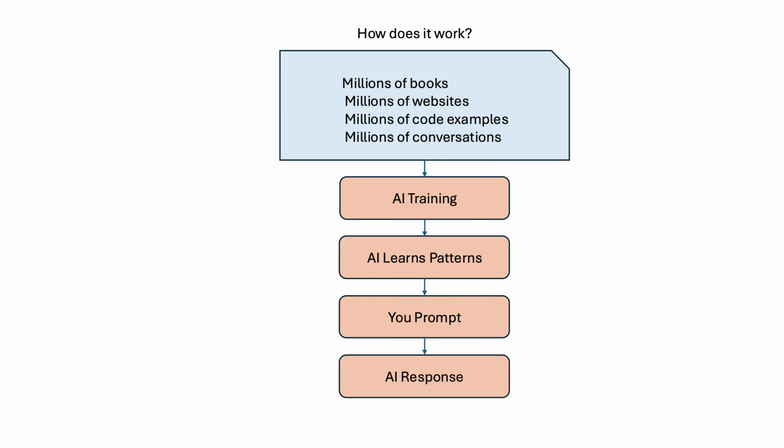Imagine giving a child 1 million books to read. The child starts noticing things like stories usually have a beginning, middle and end. Questions usually end with a question mark. Dogs bark. Birds fly. Nobody programmed these rules. The child discovered them. Next, imagine that same child reads millions of websites. Now they learn recipes, history, science, sports, programming, geography. Again, they aren't memorizing every website.